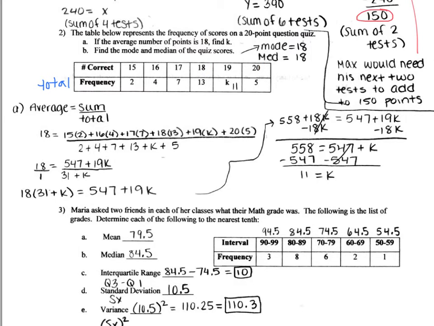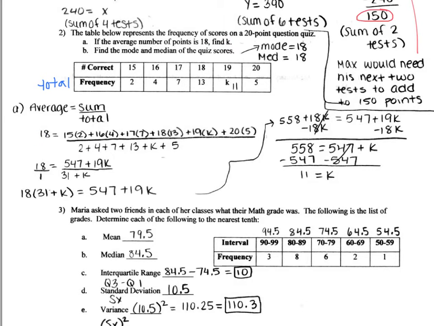Now I don't want to write 15 twice when I'm adding it. So I'm just going to write, notice how I did here, 15 times 2, and so on. So this would be my total sum. Now to find the frequency, we would add up all of these, including K and 5. That's how I got this. And it tells you that the average is 18, so that goes there.